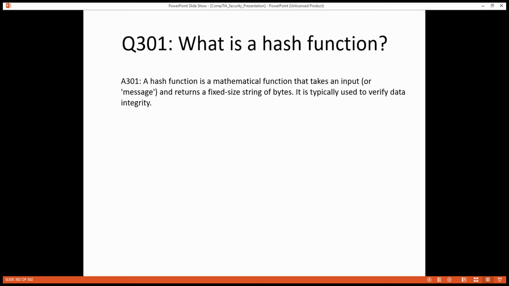Q301. What is a hash function? A301. A hash function is a mathematical function that takes an input or message and returns a fixed-size string of bytes. It is typically used to verify data integrity.